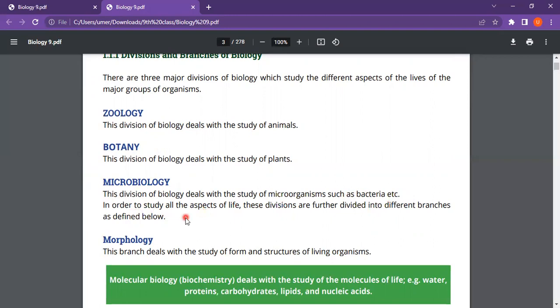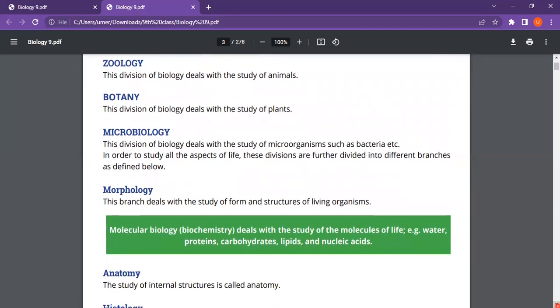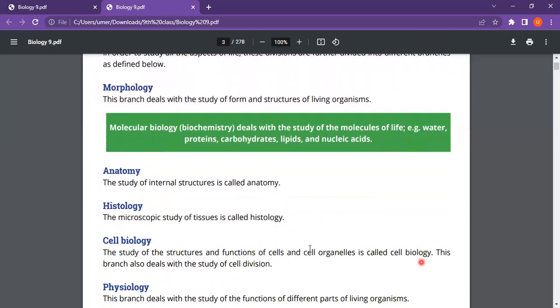In order to study all the aspects of life, these divisions are further divided into different branches as defined below. Morphology. This branch deals with the study of form and structure of living organisms. Molecular biology. Biochemistry deals with the study of the molecules of life: water, protein, carbohydrates, lipids, and nucleic acid. Anatomy. The study of internal structure is called anatomy.